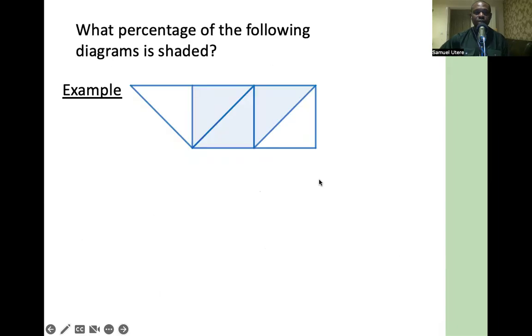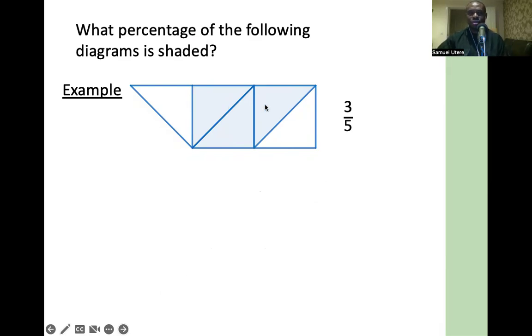Let's look at this example. What percentage of the following diagram is shaded? Have a think. Oh, well, I'm sure you've seen that these are all triangles and we have 5 of them. So the part that is shaded is 3/5.